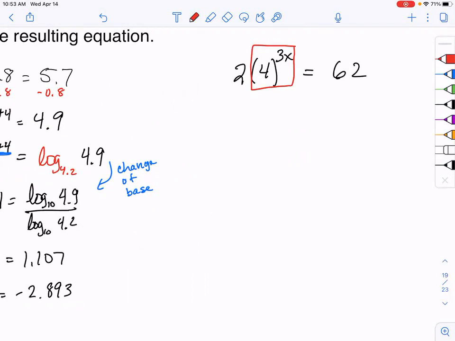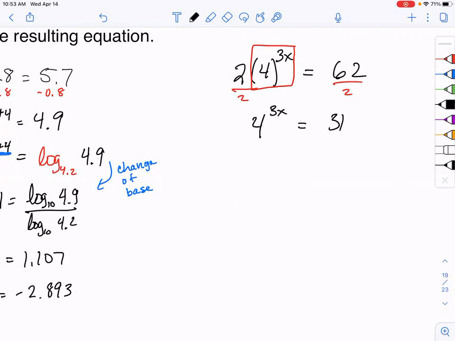Do not start by multiplying 2 times 4 and saying that's 8 to the power 3x. Why do we not multiply the 2 by the 4? The reason we can't do that multiplication is the 3x exponent applies only to the 4, not to the 2. So instead of that, we put a box around the part the exponent applies to, and we get rid of the rest. We get rid of the 2 by division, and that's easy division. We get 4 to the power 3x equals 31.